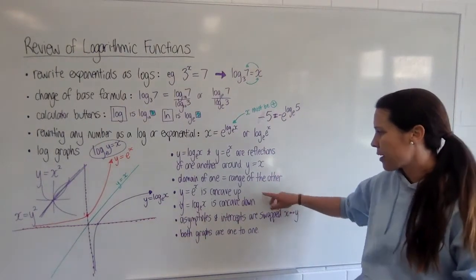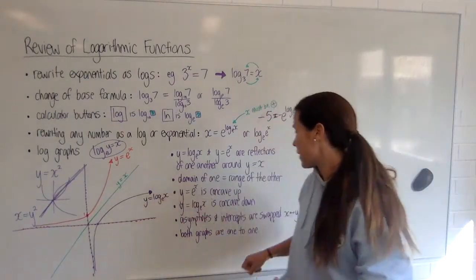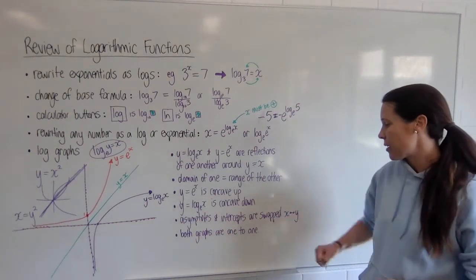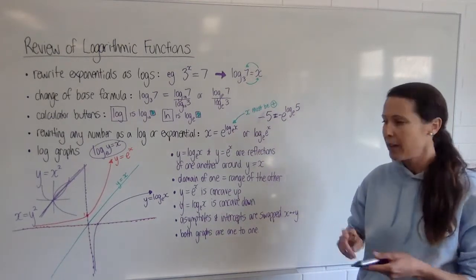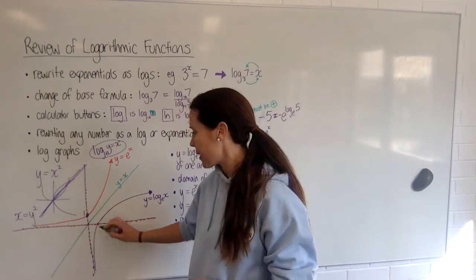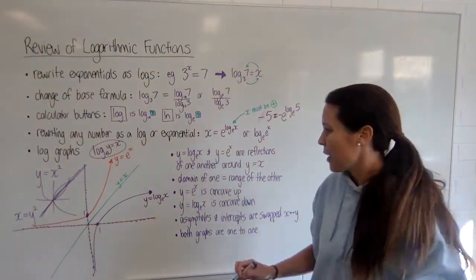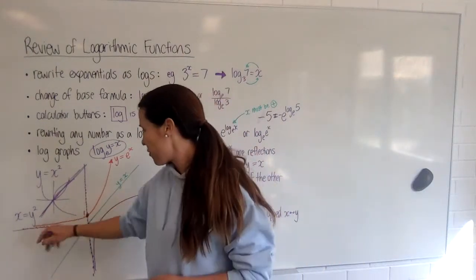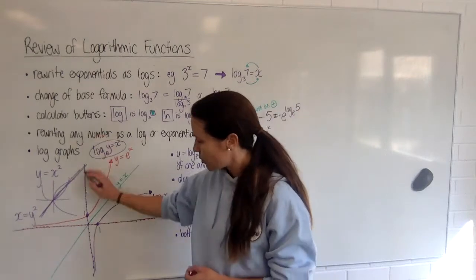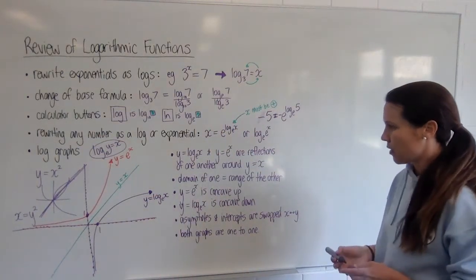Other interesting things, one of the graphs is concave up, the red one, the other one is always concave down, and the asymptotes and intercepts are just swapped with x and y values. So just as we know that this exponential graph goes through 1 here, the log graph also goes through 1, but on the other axis. And while our exponential graph has got an asymptote on the x-axis, the log graph has its asymptote on the y-axis. And both graphs are 1 to 1.